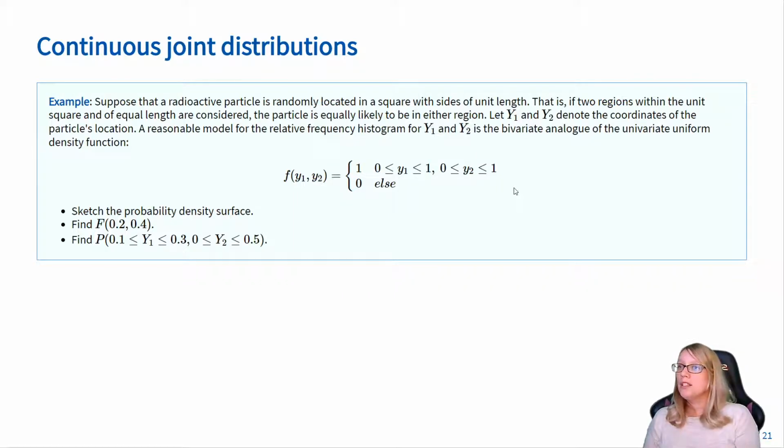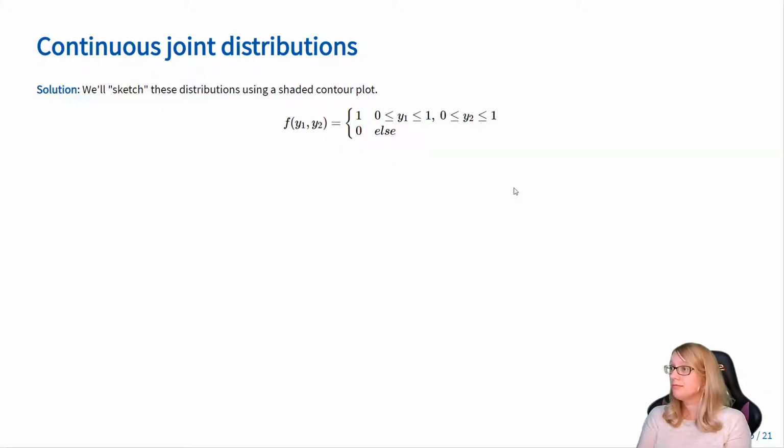We'll let y1 and y2 denote the coordinates of the particle's location. A reasonable model for this might be the bivariate uniform distribution. So essentially, our joint PDF is 1 for y1 between 0 and 1, and y2 between 0 and 1. So let's first visualize this PDF. We'll find some CDFs associated with it, and we'll find some areas here.